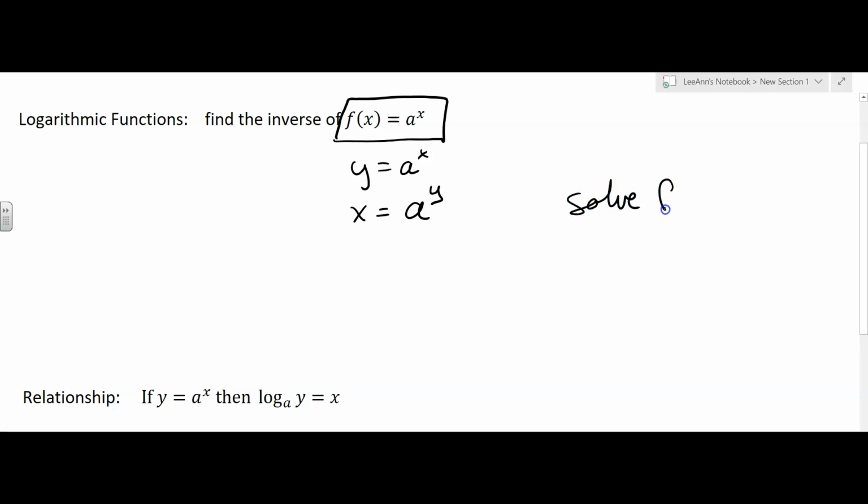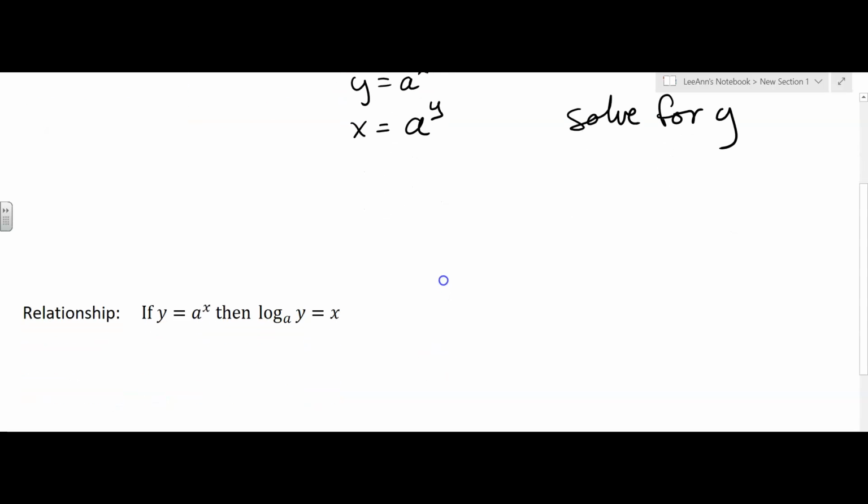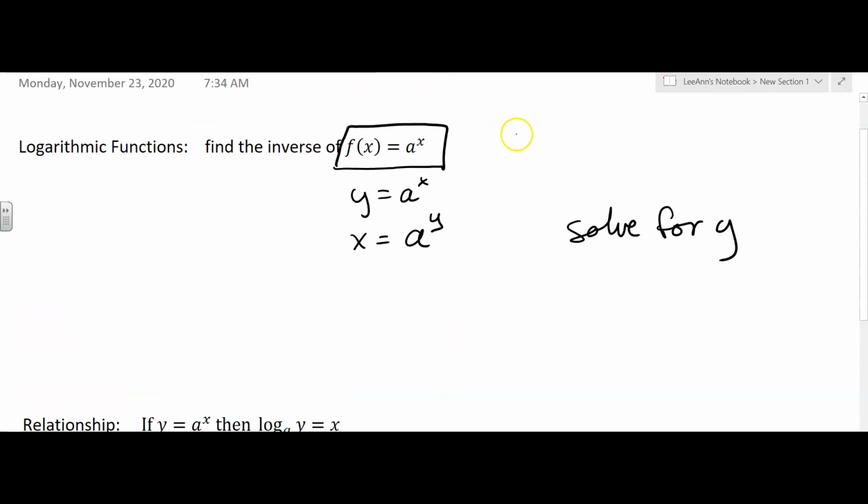Solve for y. And that becomes a problem because y is up in the exponent, and how are you going to get y by itself? So that's where we have an issue. And that's why we have logarithms, okay? So that we can get y by itself, okay? We can get y down out of that exponent. All right, so there's a relationship between an exponential function and what we call a logarithmic function.